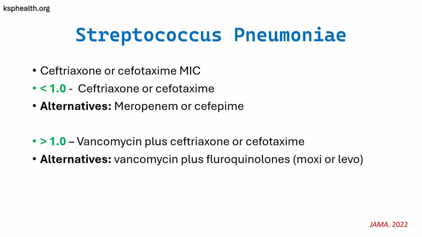Strep pneumo: when the MIC is less than 1, the preferred agents are ceftriaxone or cefotaxime. The alternative is meropenem or cefepime. When the MIC is more than 1, vancomycin plus ceftriaxone or cefotaxime.